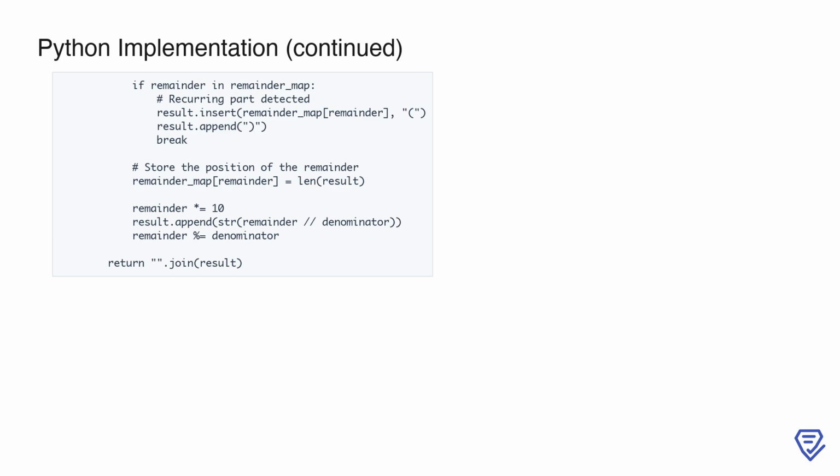Then, we multiply the remainder by 10 to simulate moving to the next decimal place. Using floor division, we calculate the next digit of the fractional part and append it to the result. After this, we update the remainder using the modulus operator. Once the loop finishes, we join all parts of the result list into a single string and return it. This approach ensures we correctly handle both terminating and repeating decimals.